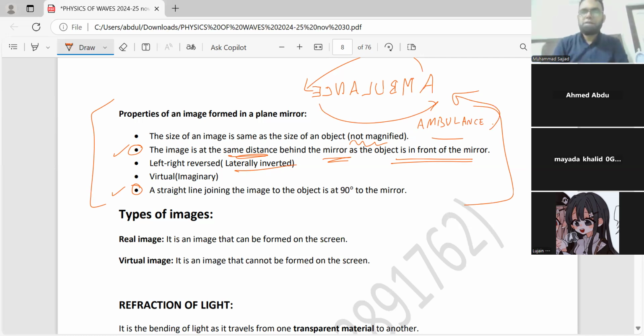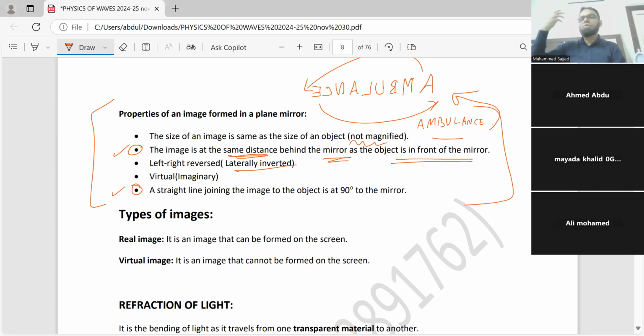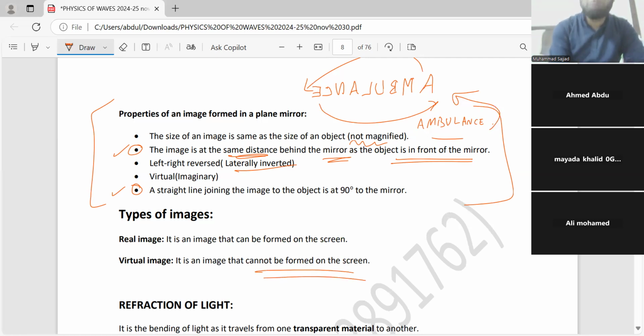Virtual, imaginary. Now see, I am getting closer, so my image is also getting closer. I am moving further away, my image is getting further away. But when I look behind the screen of this laptop, there is nothing. So the image made in a plane mirror is virtual, imaginary. And the definition of a virtual image or imaginary image: it is an image that cannot be formed on a screen.